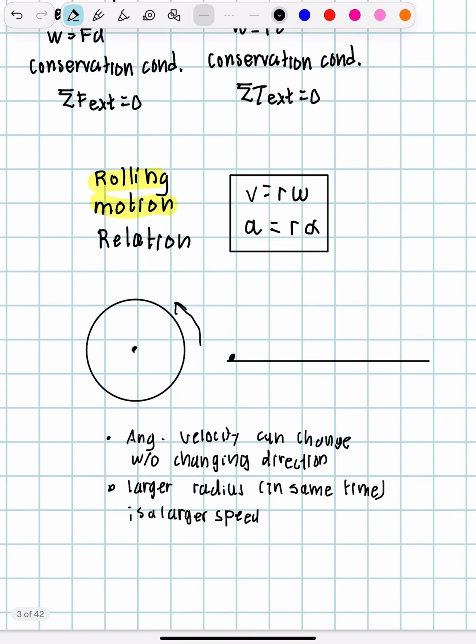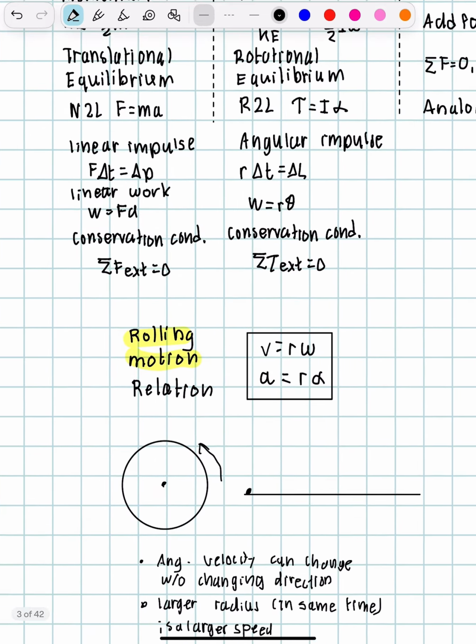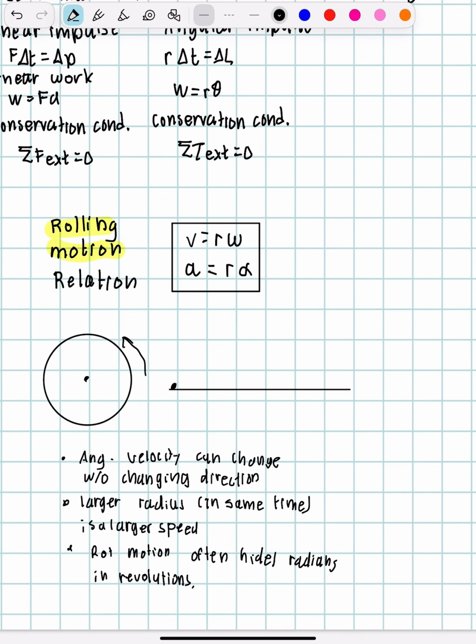And rotational motion often hides radians in revolutions. Revolutions is not one of the SI units for any of the angular quantities. As you can see here, they are measured in rad per second and rad per second squared, which is radians over seconds. That just simplifies down to that. And that means that if you are ever given something in revolutions, you have to convert revolutions to radians before you can get your correct answer.